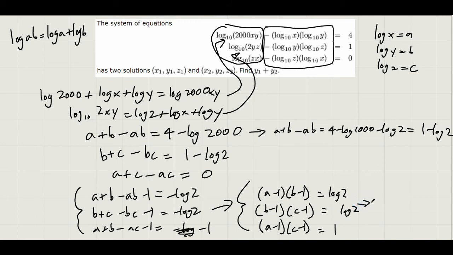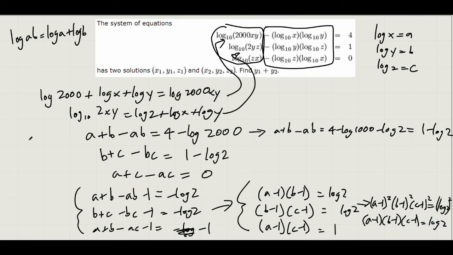We get (a minus 1) squared, (b minus 1) squared, (c minus 1) squared equals log 2 squared. And from here you can square root both sides. (a minus 1)(b minus 1)(c minus 1) equals log 2.